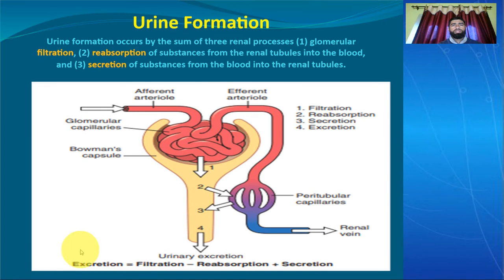The slide shows the basic process of urine formation. The 3 sub-processes responsible for the formation of urine are, first, filtration. Filtration happens here in glomerular capillaries in Bowman's capsule. It is followed by reabsorption and secretion. Reabsorption and secretion occur in the tubules of the nephron, and the peritubular capillary network surrounding the tubules of the nephron plays its role, and finally the urinary excretion happens.